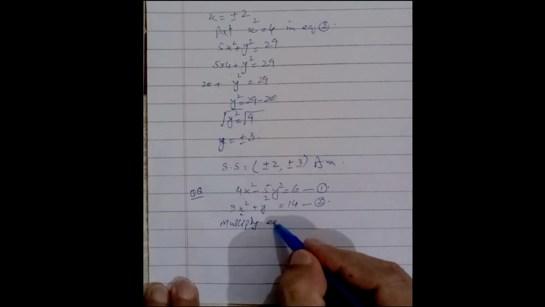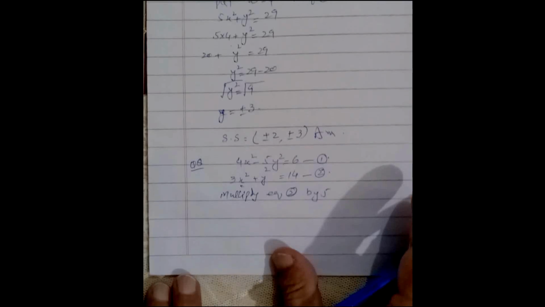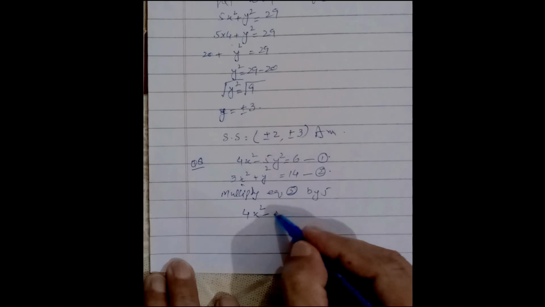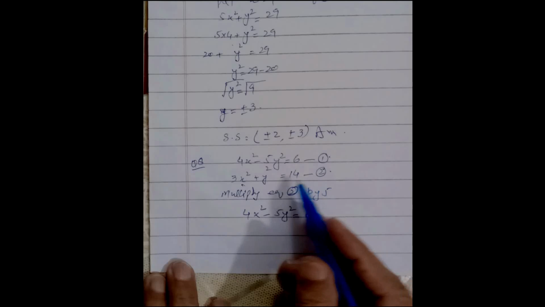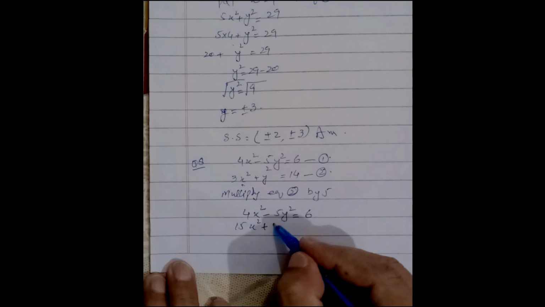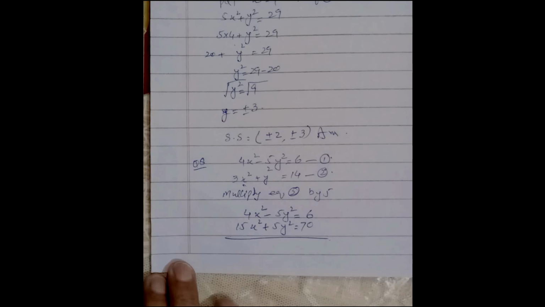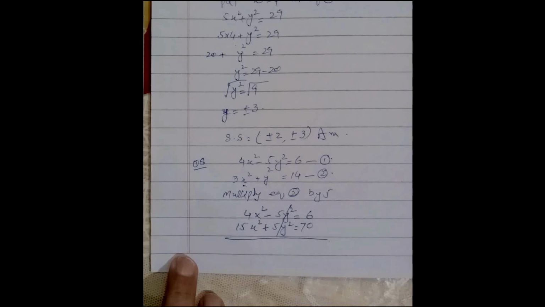Multiply equation 2 by 5. The first equation is 4x² − 5y² = 6, and the other is equation 2, which is multiplied by 5. We have 15x² + 5y² = 70. Now we add these two equations.